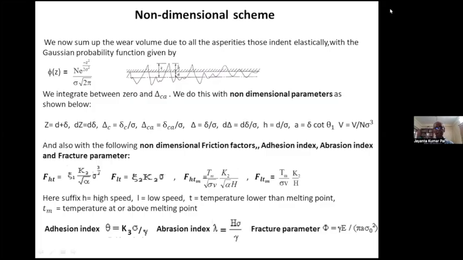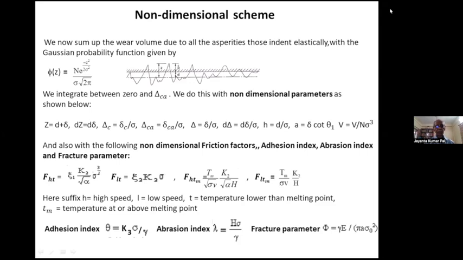Fracture parameter phi is given by gamma E divided by, within bracket, pi A sigma naught square. A is the contact radius and sigma naught is the tensile strength. So these three indices are used in the formulation for simplifying the methodology.